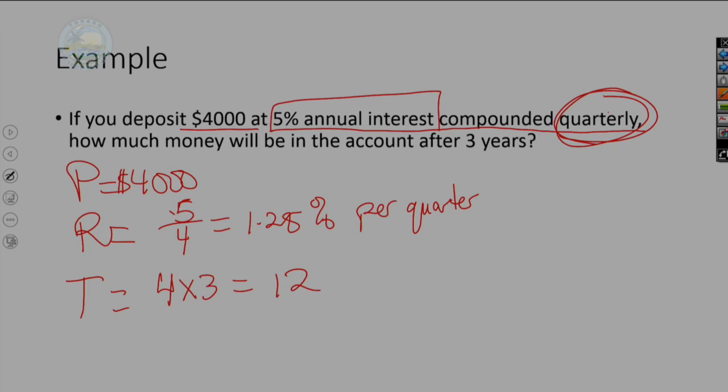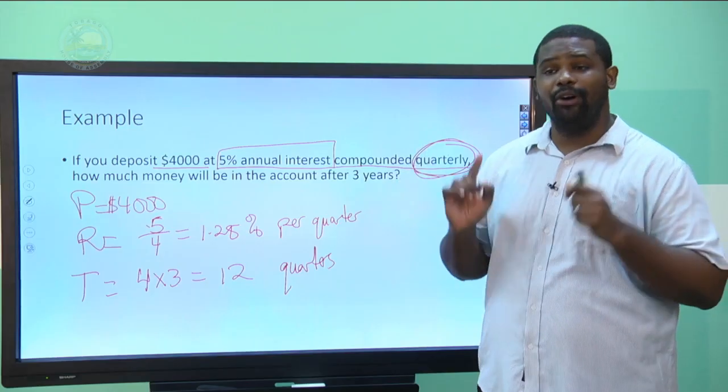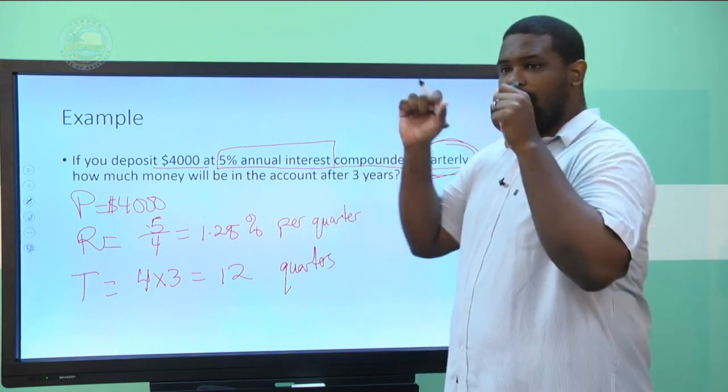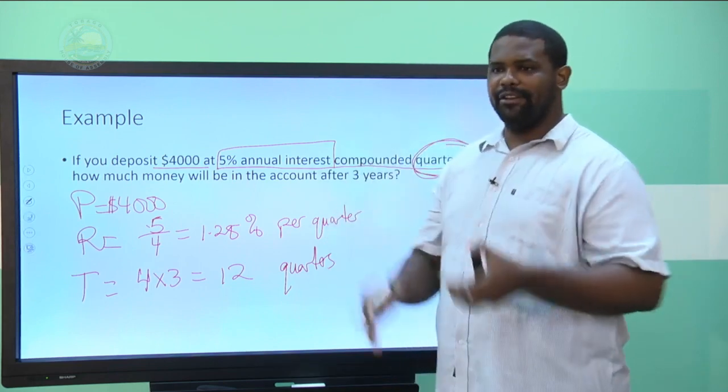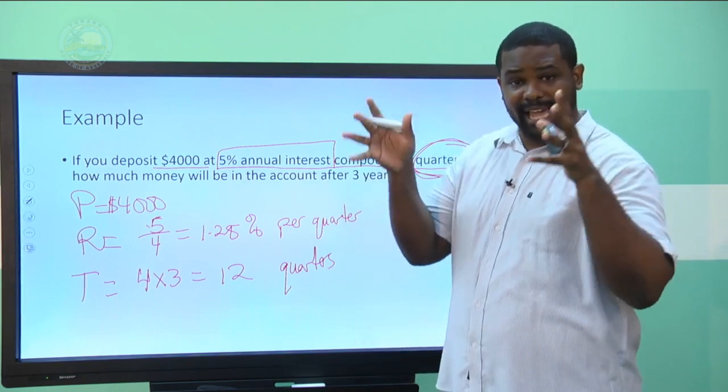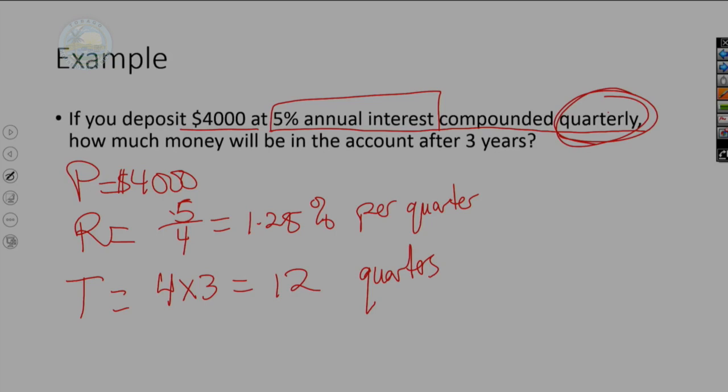So we need our rate in the quarterly. We need our time in the quarterly. Now, because we know we're compounding quarterly, it means that for every year that passes, we will have 4 compounding periods. Since it's 3 years, there will be 12 compounding periods or 12 quarters. What is important is that the rate and the time all be within the same period. Everything that we're speaking about must be within the same time period. Since it's compounded quarterly, everything must be referenced to the quarterly time period.